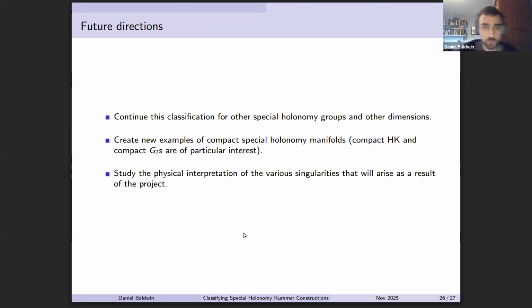In the future, we would like to continue this classification for other special holonomy groups and other dimensions. There's loads more to do. We'd like to create new examples of compact special holonomy manifolds. The most interesting possibilities that we expect to find in the near future are new compact hyperKähler manifolds and new compact G2 manifolds. We'd also like to study the physical interpretation of these complicated configurations of singularities that will arise as a result of this project.